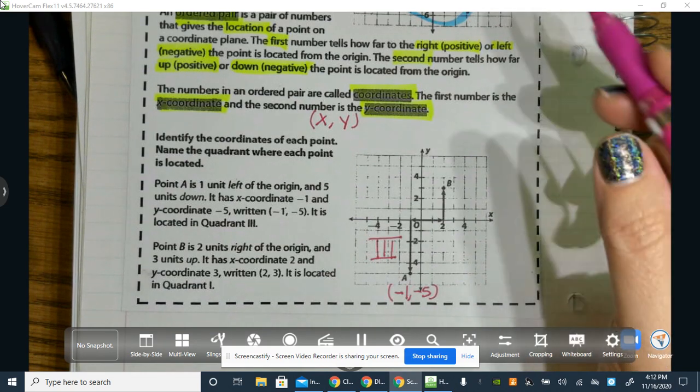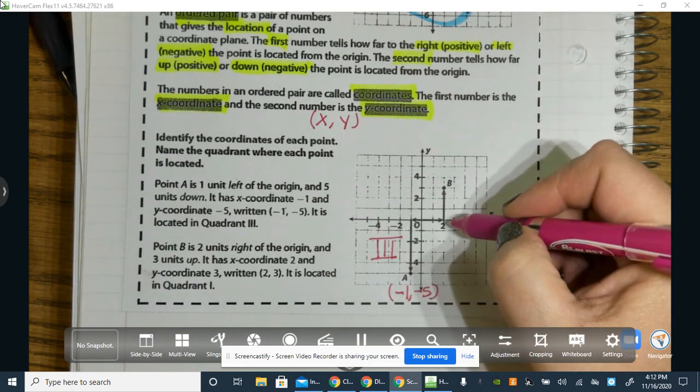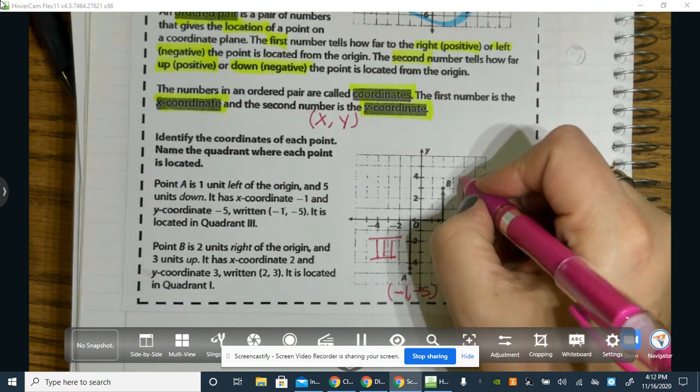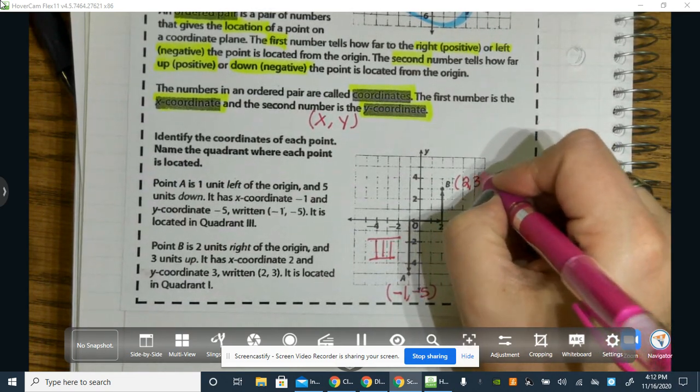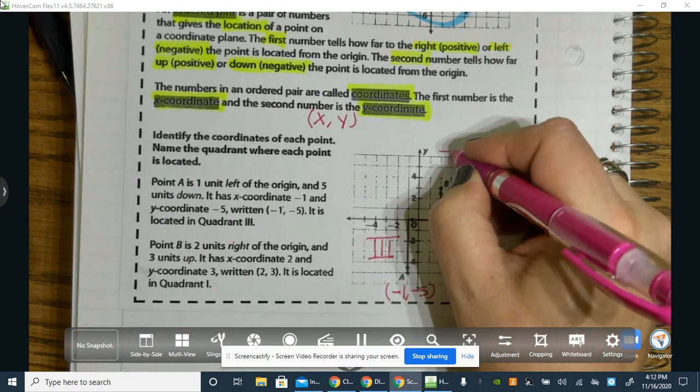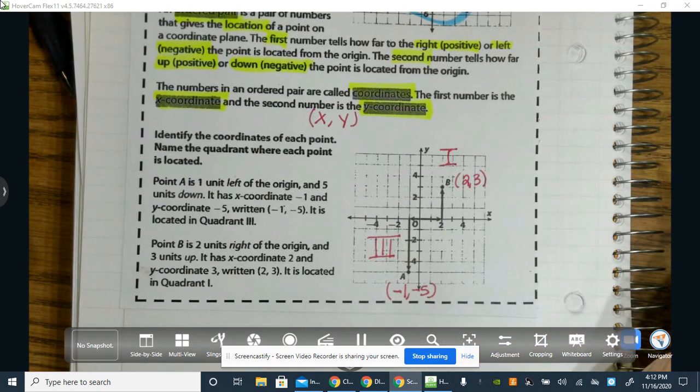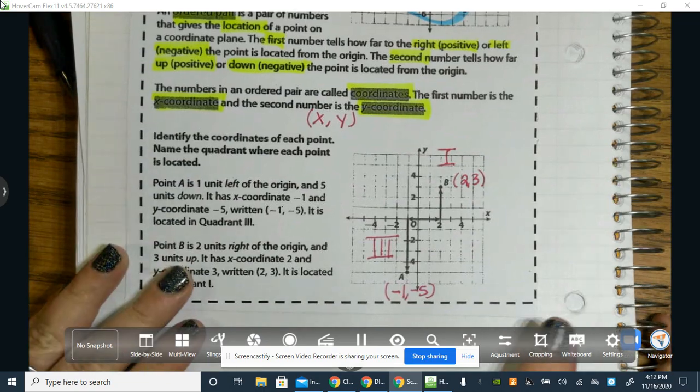Okay, now let's look at B. So I went over to 2 and up to 3. So it would be 2, 3. Both of them are positive. They're in quadrant 1. Okay, let's flip the page.